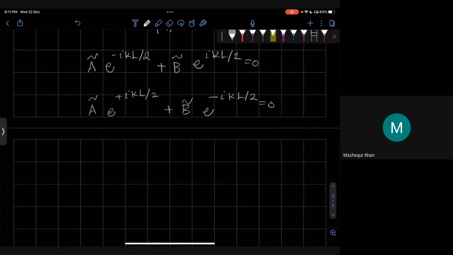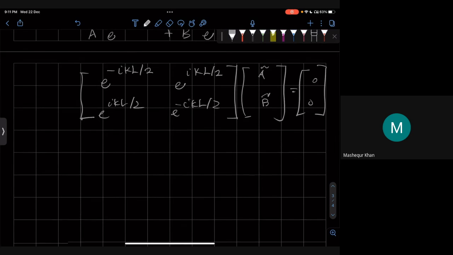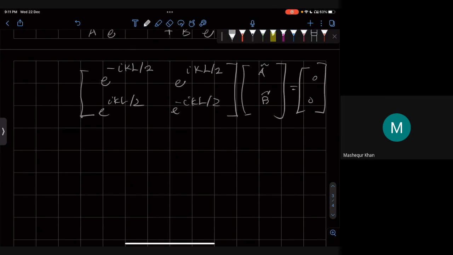Of course, we can express this as a matrix equation. If we do that, then we have a matrix of exponentials, e to the power i k L by 2, e to the power i k L by 2, e to the power plus i k L by 2, and e to the power minus i k L by 2. This thing is acting on the A tilde, B tilde column matrix, and that must be equal to 0, 0. So this is a matrix equation. So this is M, and this is Mx equals 0.